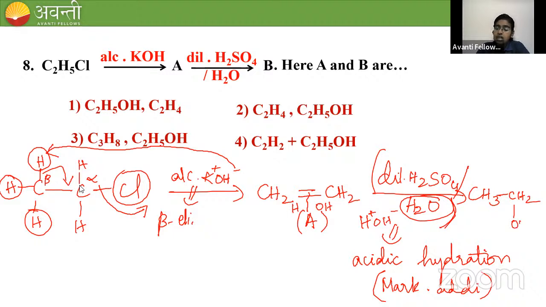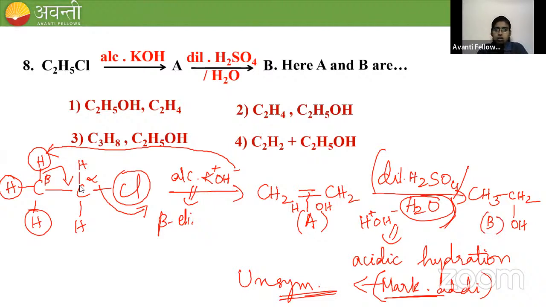If unsymmetrical alkenes are given to you, then you have to go for Markovnikov addition. The negative part of the addition molecule will go to the carbon which has fewer hydrogens. That is Markovnikov addition. In this alkene, you don't have to follow that because it is symmetrical only. So we are ending up with CH3CH2OH, which is called ethanol.